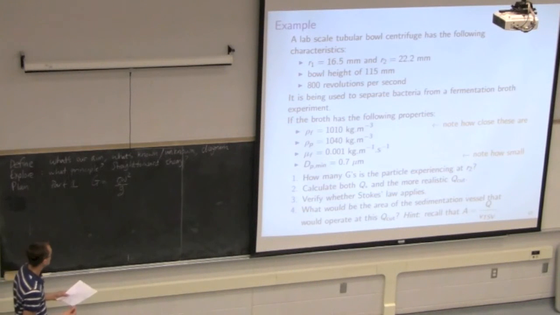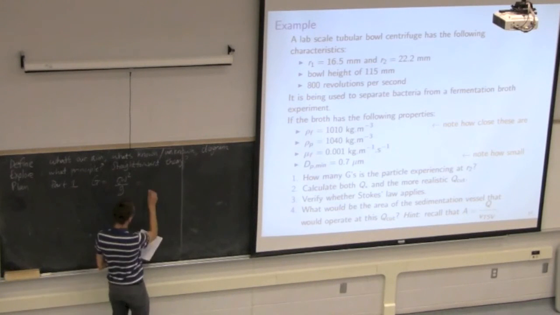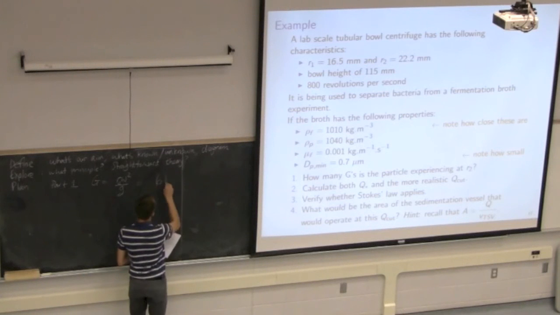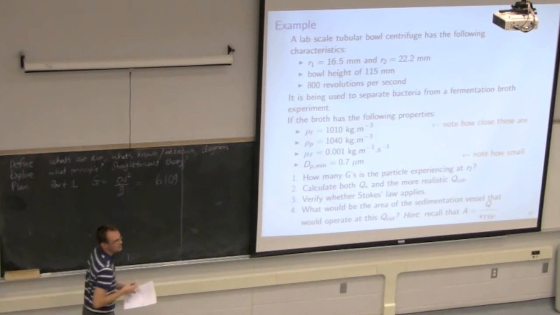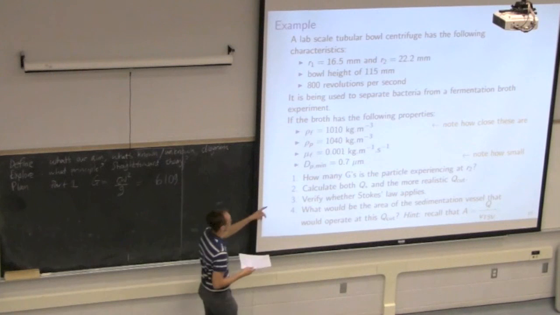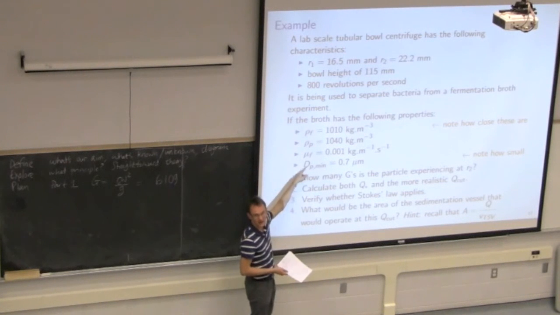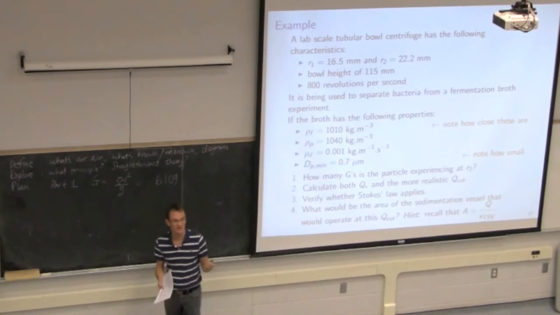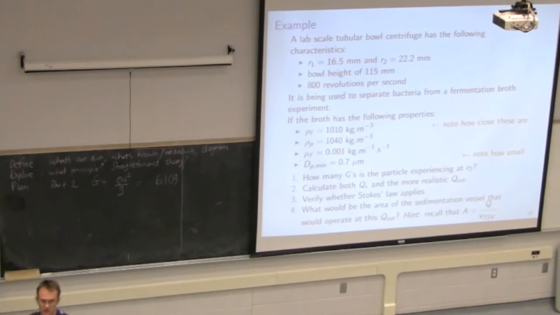And you can go ahead and calculate that, and I'll leave you to do that at home to prove to yourself that that's 6109 G's being experienced by that particle. You notice it's totally independent of the particle's diameter. A small particle and a large particle will experience the same G's. Okay, so if you're turning the corner at the traffic light left, the big guy in the back and the small guy in the back, they're all experiencing the same G's. Okay, no, it's not dependent on the size of the particle.